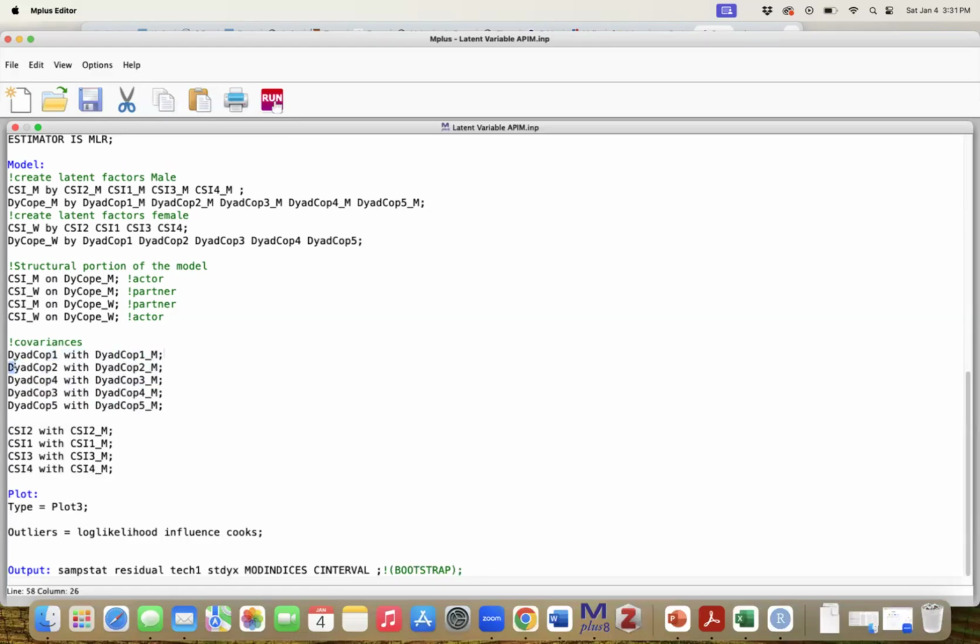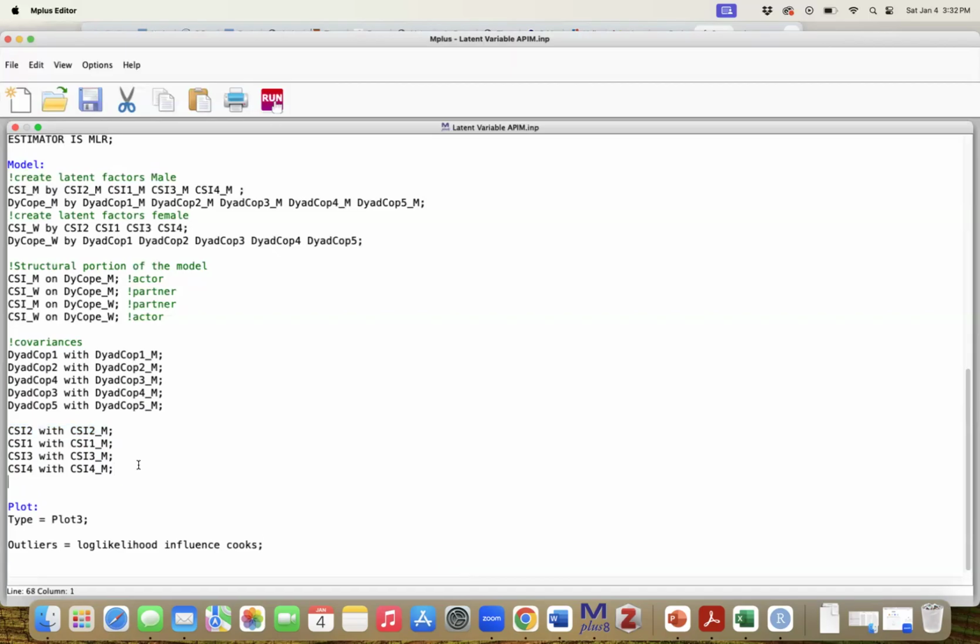Because what can happen if we don't do this is that the covariance between the latent variables is actually going to be biased, either upwardly or downwardly, depending on that correlation, and that can actually have ripple effects down to other parts of your model, such as the actor and partner effects. So it's exceptionally important that you correlate the residuals for all of the items. Likewise, we are doing that for the relationship quality variable, where the second item is correlated with the second item across gender as our distinguishing variable in this model.